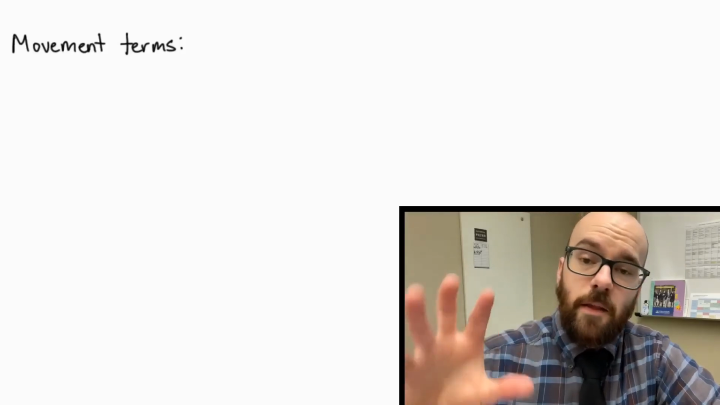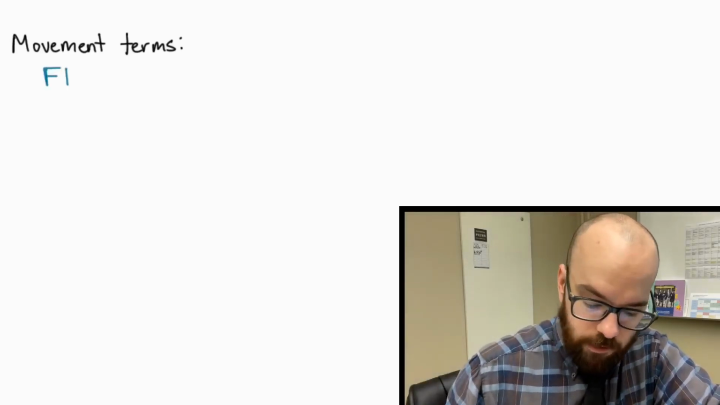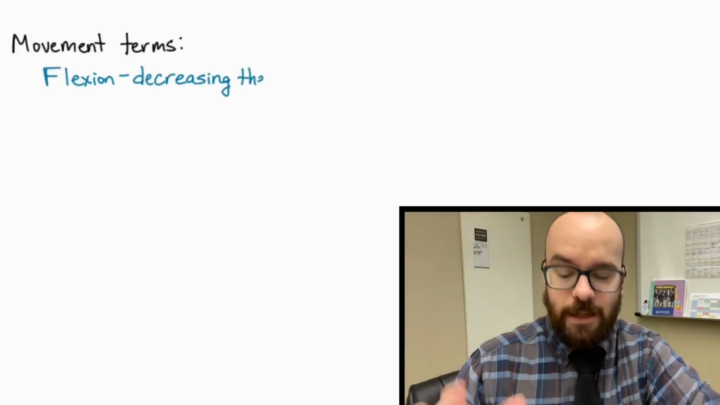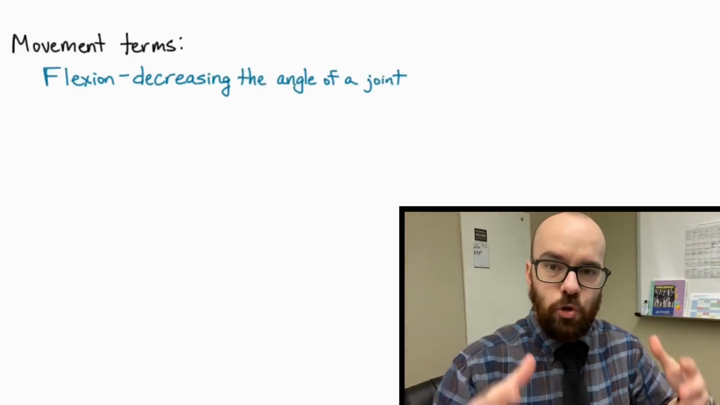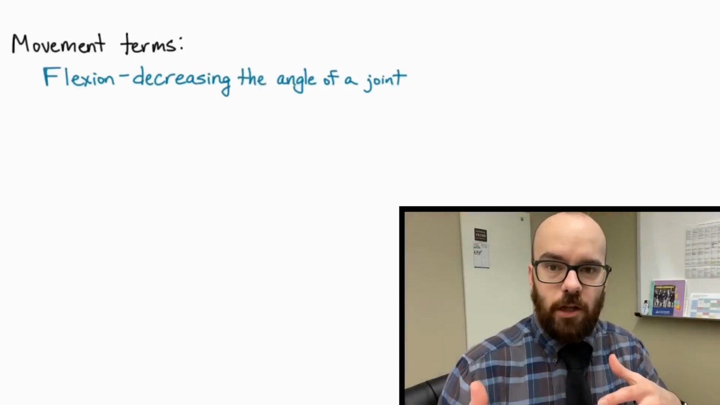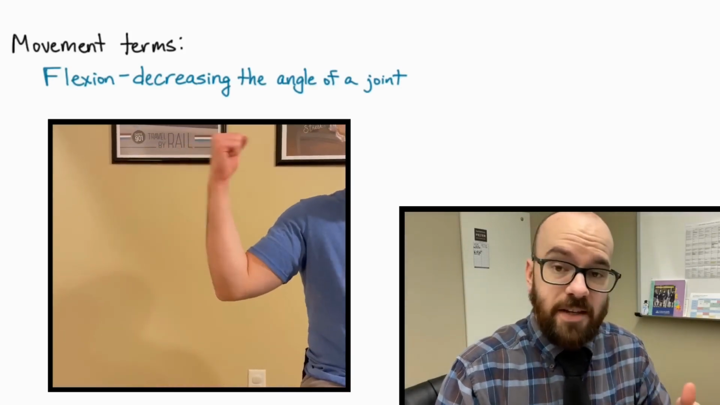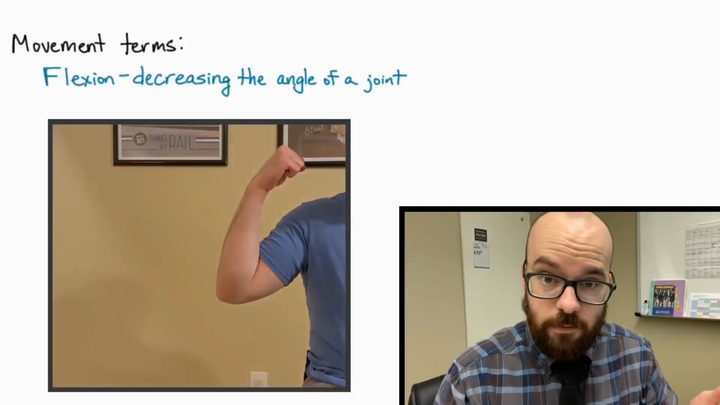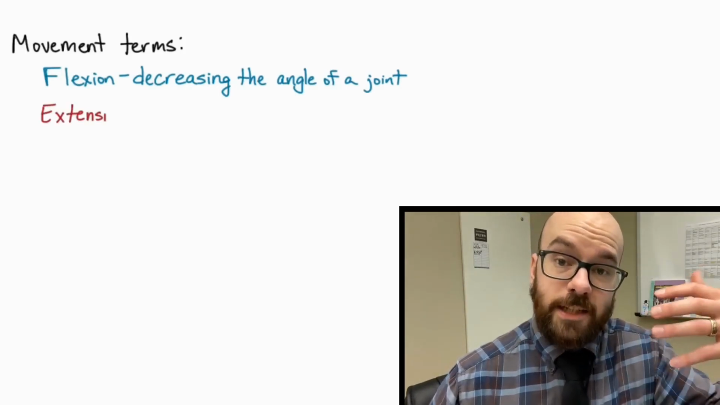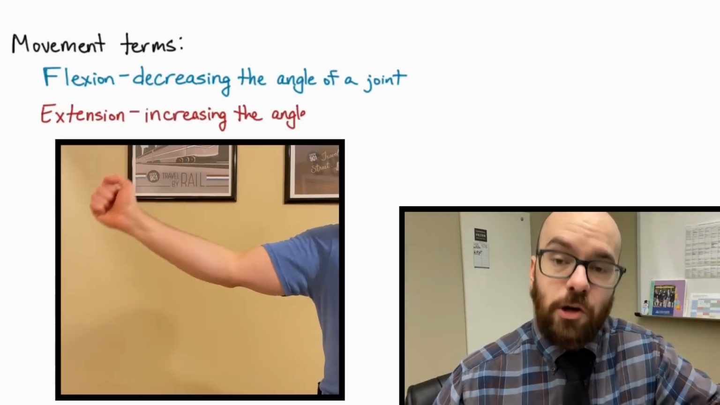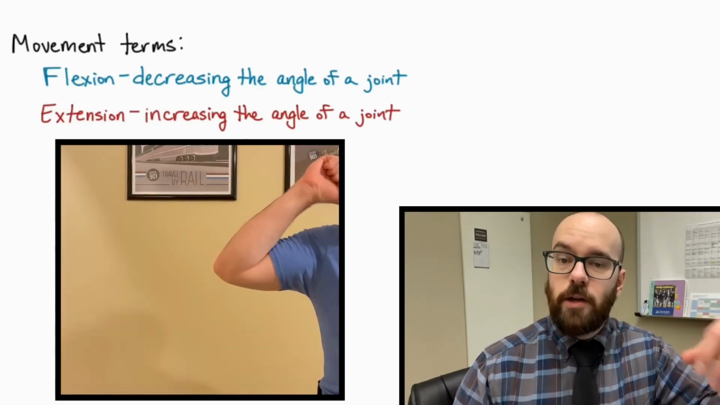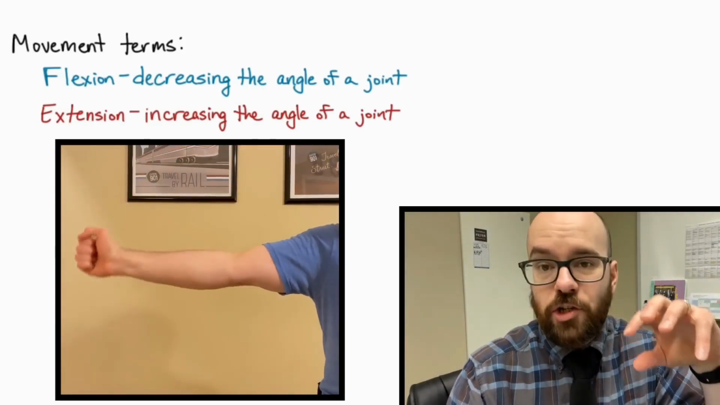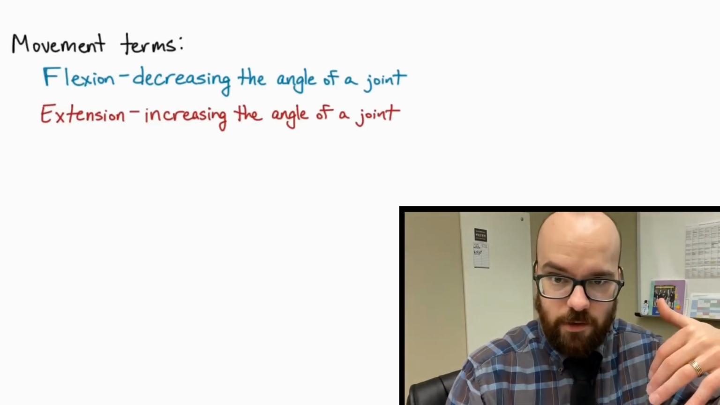All right, before we get into the muscles themselves, there's several terms that we need to learn. We'll start with some movement terms. The first one is flexion. Now, flexion is any time you're taking a joint and you're decreasing the angle of it. So for example, whenever you contract the bicep muscle and that bends the elbow, that would be an example of flexion. If you do the opposite movement and you extend the elbow or increase the angle of that joint, then we call that extension. So flexion and extension are opposites of each other.